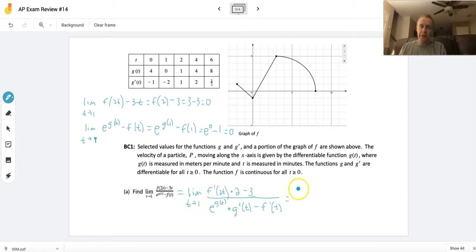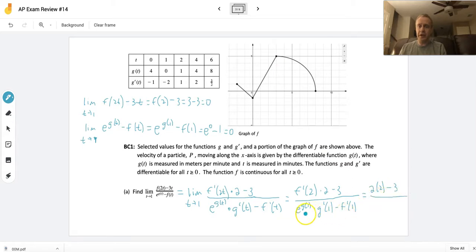So we would have f prime of 2 times 2 minus 3, and then this would be all over e to the g of 1 times g prime of 1 minus f prime of 1. And then from here, f prime of 2, we can evaluate that off of our graph. We have our graph of f, and it's differentiable at x equals 2, so it will be equal to the slope of the tangent line, which is 2. So we'd have 2 times 2 minus 3 for our numerator.